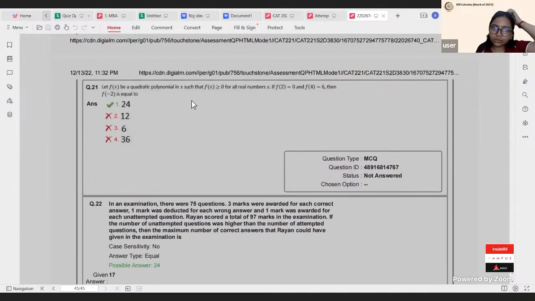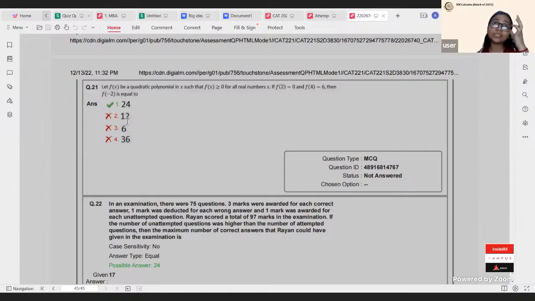Okay, so last two questions. Let f(x) be a quadratic polynomial in x such that f(x) is greater than or equal to 0 for all real numbers x. If f(2) equals 0 and f(4) equals 6, then f(-2) equals what? So typically, these type of questions, how we solve them is, again, there are many ways to solve it. Some can actually put in values to check which one is satisfying, which one is not.